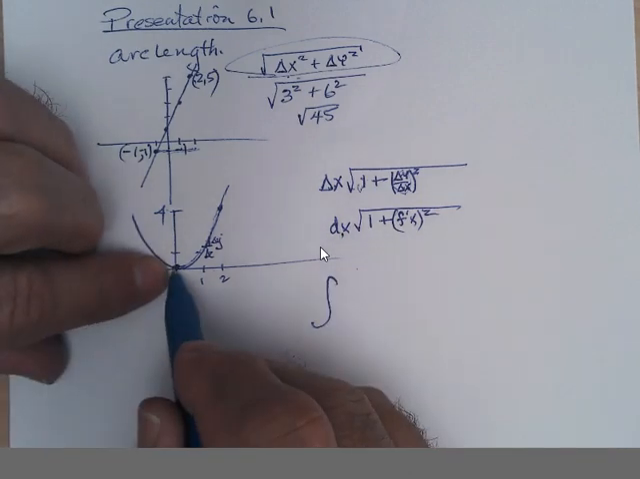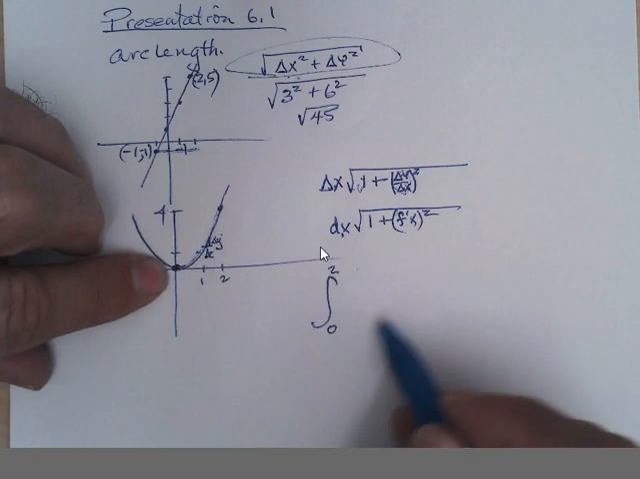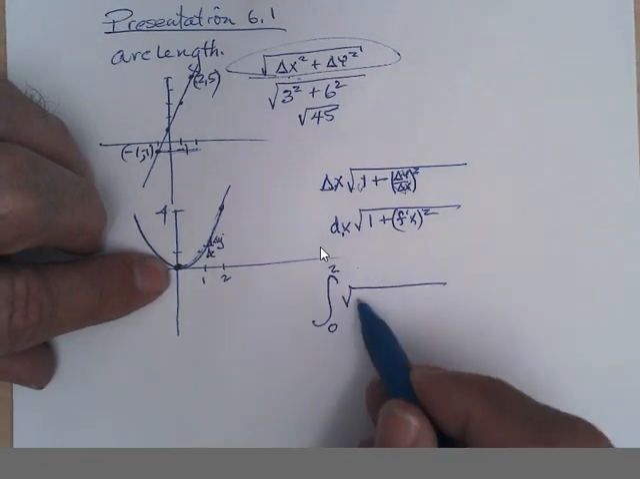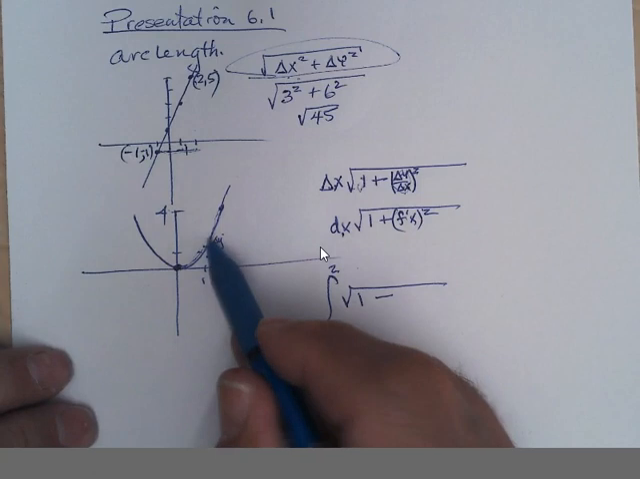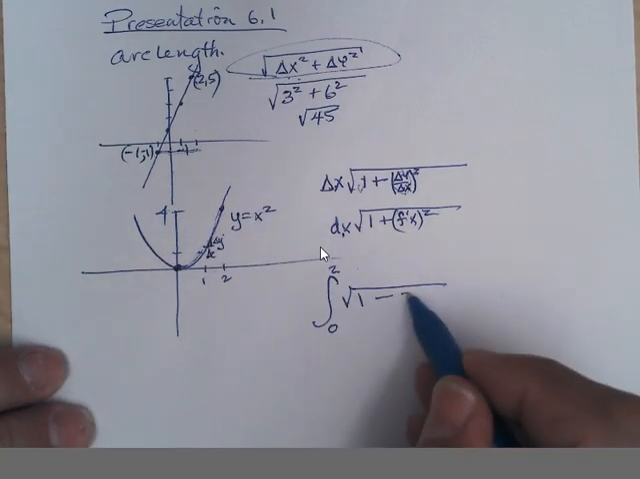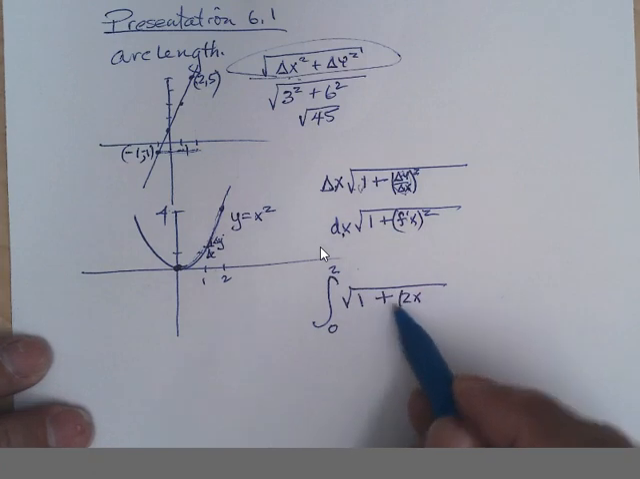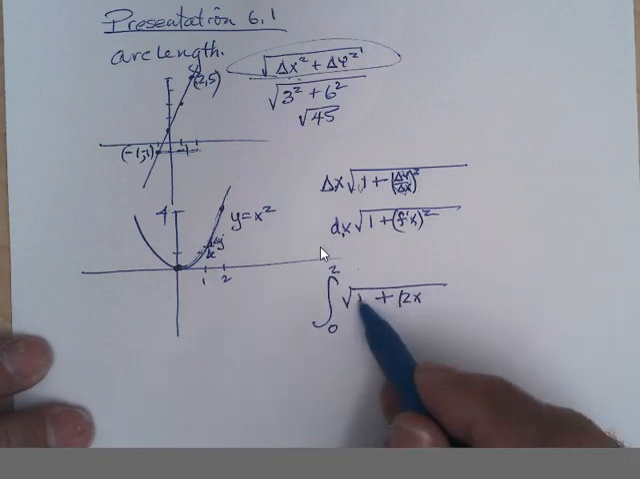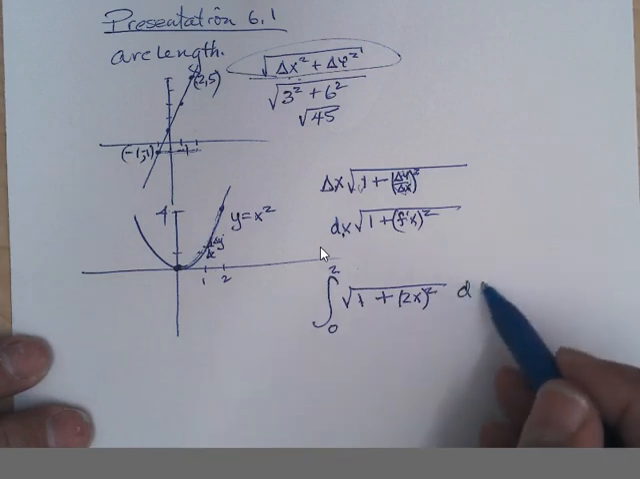So my x on this, the one I asked about, would go from 0 to 2 of the square root of 1 plus the derivative of this, squared. Well, this was y equals x squared, so its derivative is 2x: the square root of 1 plus quantity 2x squared, dx.